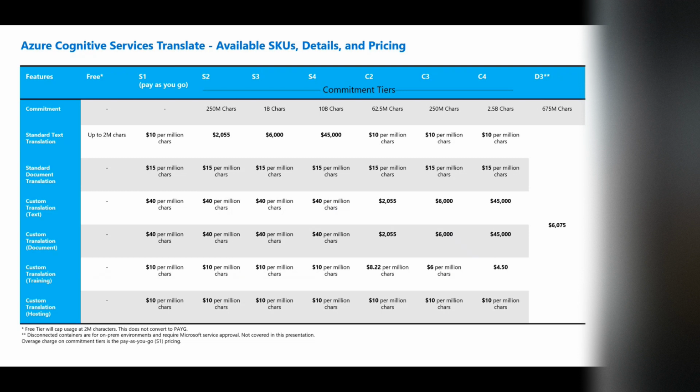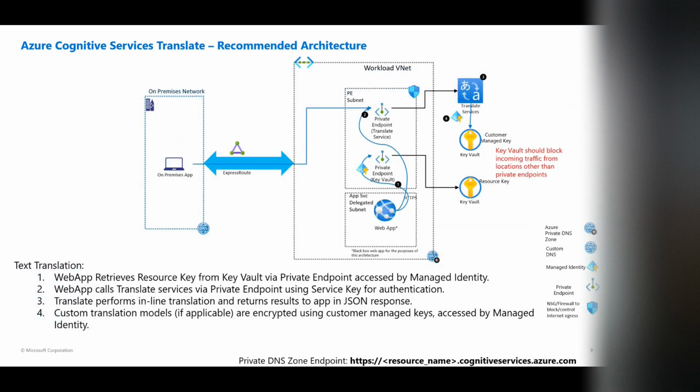And this is a quick overview of the different features, what services are available, what tiers are available, and there are some commitment tiers as well as pay as you go. And then you have the D3, which is the disconnected tier or container tier, which we are not going to be discussing in this particular topic. Okay. So before I go into the architecture, any questions?